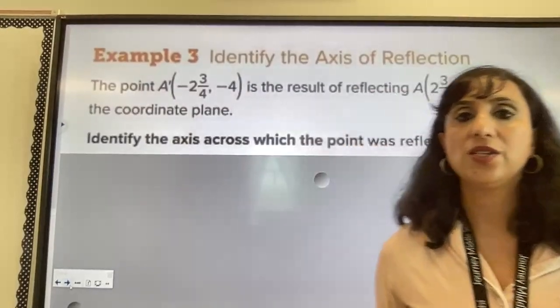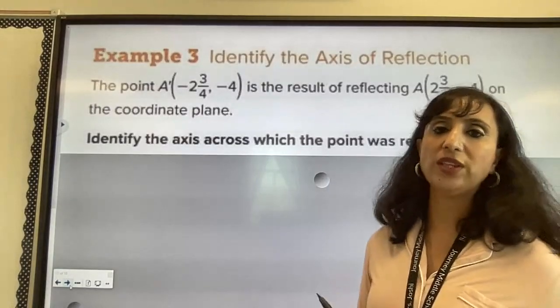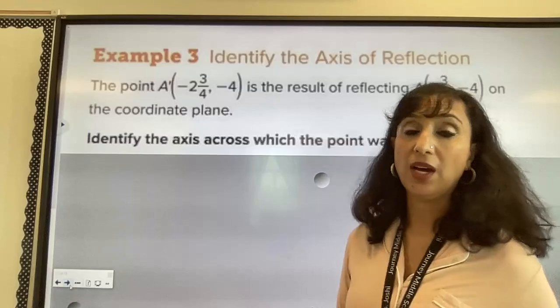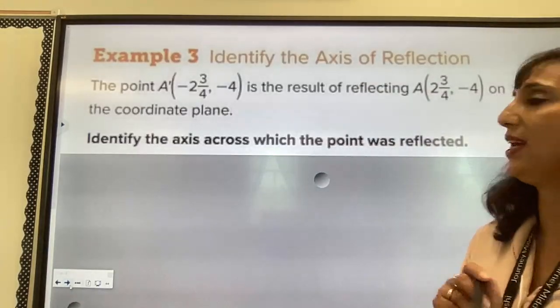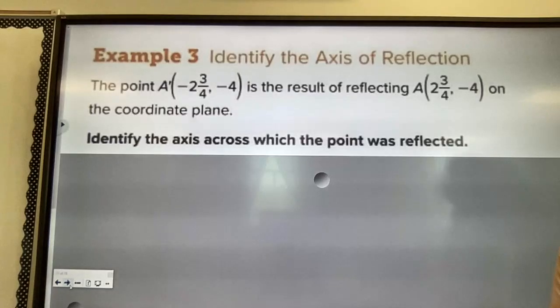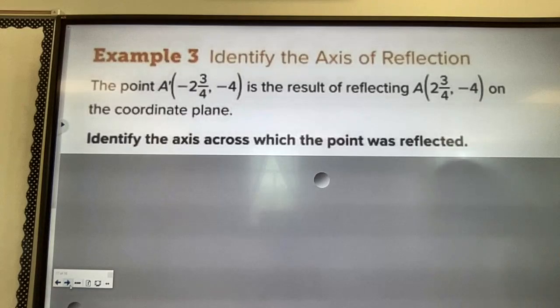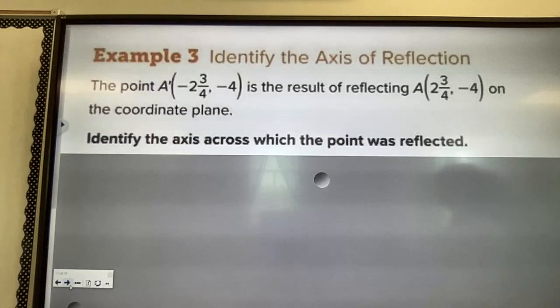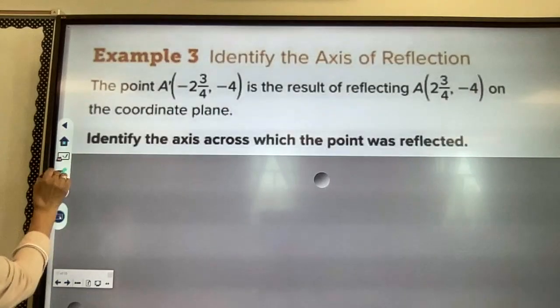All right, so the point A', (-2 3/4, -4), that's the reflection, is the result of reflecting A, (2 3/4, -4), on the coordinate plane. Identify the axis across which the point was reflected. So we can look at this and we can look at the x and the y coordinate.